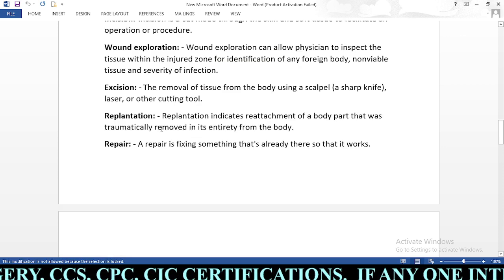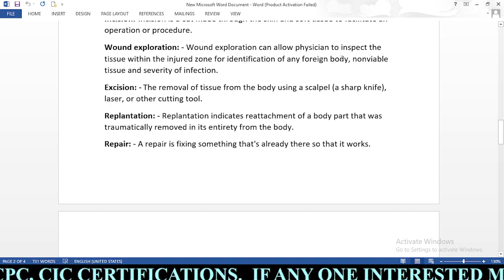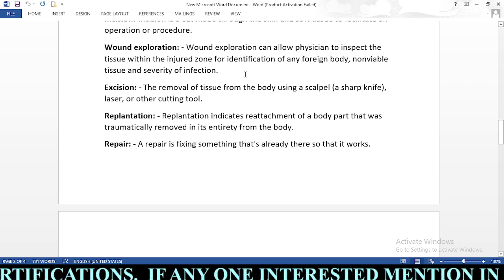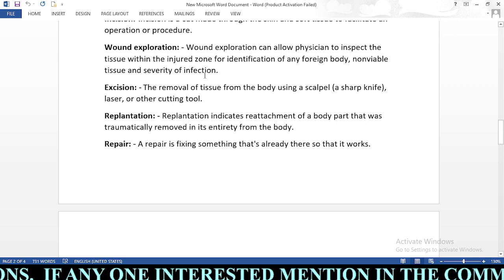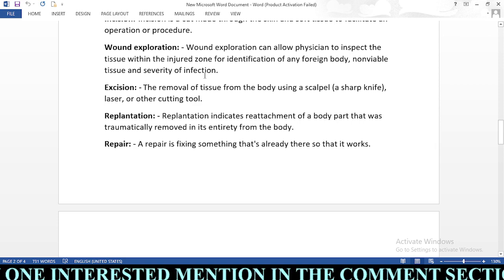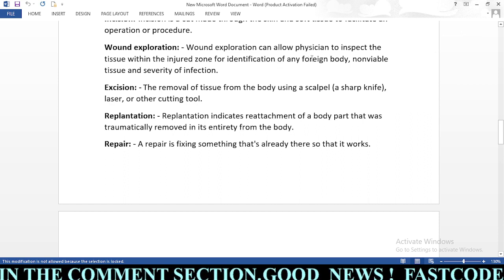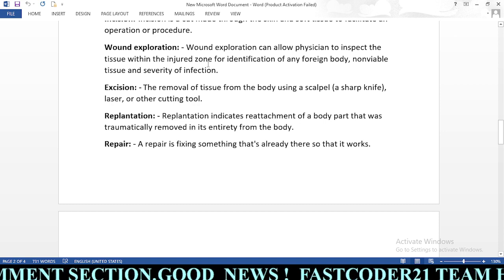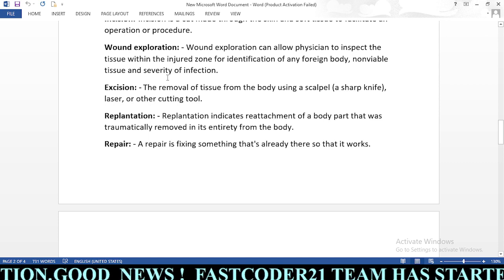Next is wound exploration. So what is wound exploration? Wound exploration allows the physician to inspect the tissue within the injured zone for identification of any foreign body, non-viable tissue and severity of infection. So basically exploration means examination. Whenever there is a wound, using the exploration technique, the physician will inspect the tissues within the injured zone in order to identify any foreign body, non-viable tissue, or severity of the infection.